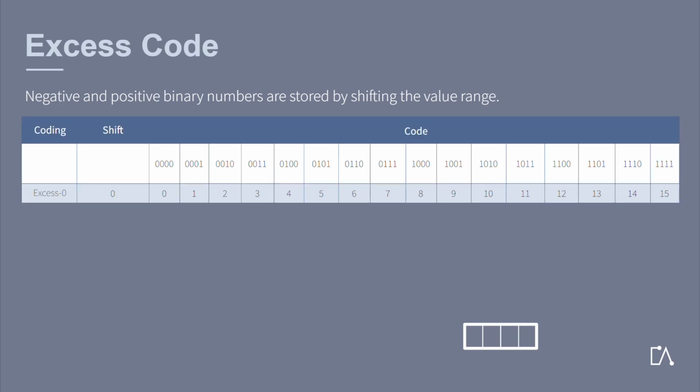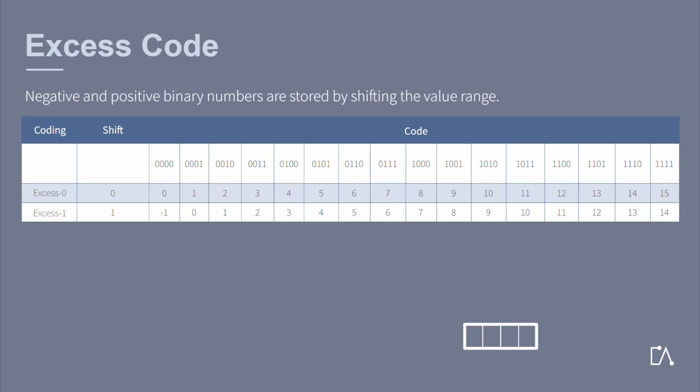With the code excess 0, the value range is shifted by 0 digits. This corresponds to no shift and the value range remains 0 to 15. In the table, you can now see the designation of the coding, by how many places the value range is shifted, and the interpretation for each memory value. The 0 in the name of the coding says that the value range is shifted by 0 places.